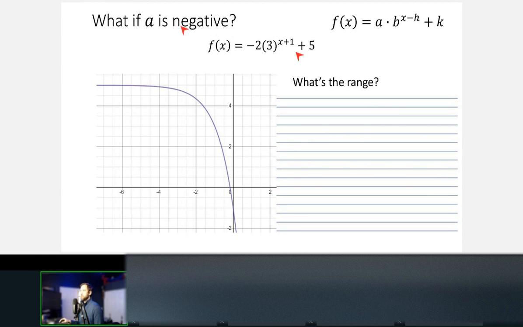Here's another question. What if A is negative? Well, I kind of gave the answer. When A is negative, what happens to our graph? It flips upside down. We are still having a vertical shift up 5 units. We are having a horizontal shift left 1 unit. The 2 causes our graph to become condensed or squished, and the negative causes the entire graph to flip upside down.